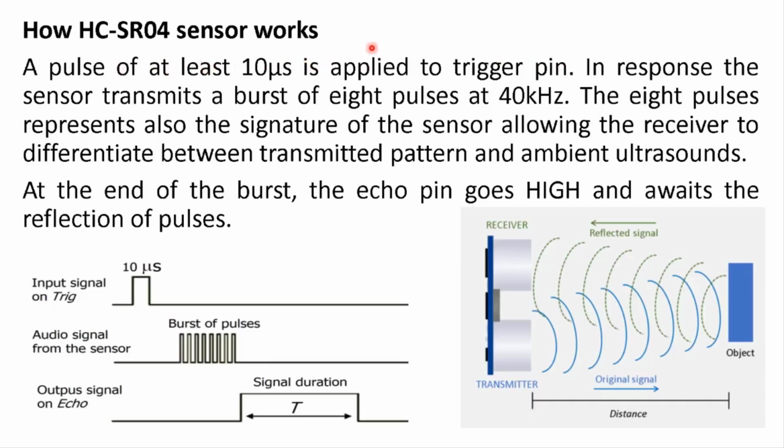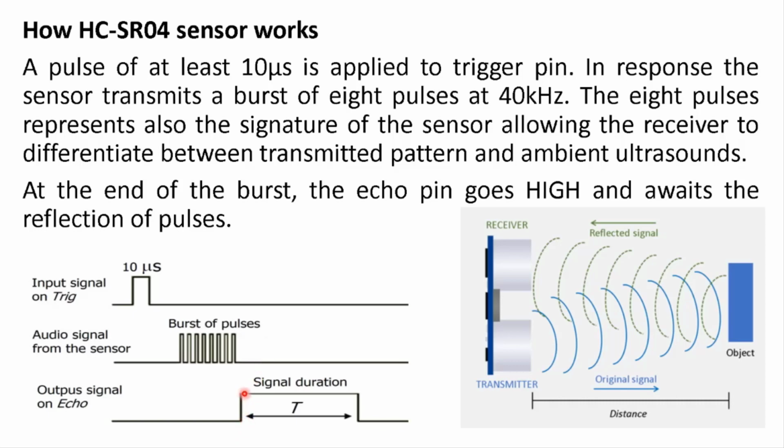A pulse of at least 10 microseconds is applied to the trigger pin. So this is the pulse. And in response, the sensor transmits a burst of 8 pulses at 40 kHz. So here is the burst of pulses. The 8 pulses also represent the signature of the sensor, allowing the receiver to differentiate between the transmitted pattern and ambient ultrasounds. At the end of the burst, the echo pin goes high and awaits the reflection of pulses.